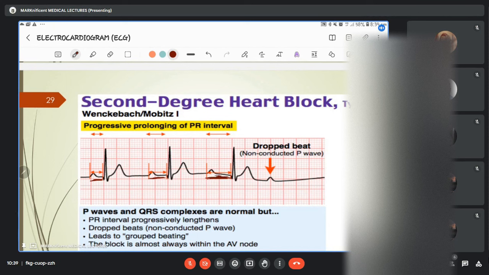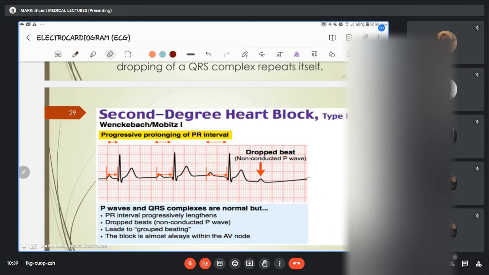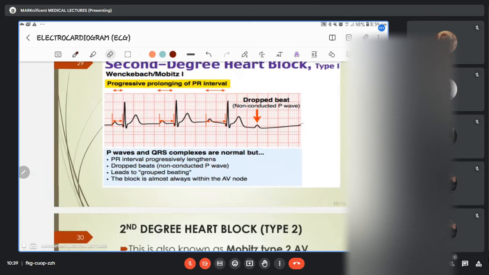The atrium cannot wait for the QRS to occur because of the long prolongation. And then after this, the QRS drops. It doesn't even occur again, you can see. Then maybe after some time, it will pick up again and start. So that's the type 1 Mobitz. We're talking about second degree, of course, that's type 1.